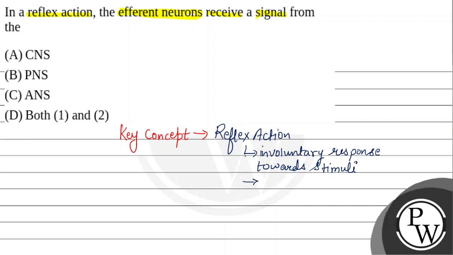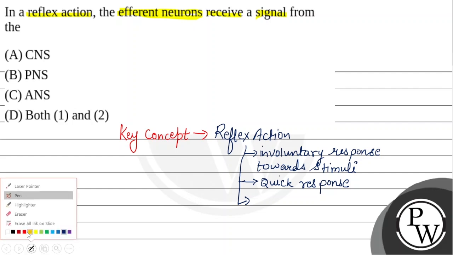Within seconds this process occurs basically. So it's a very quick response. And generally it is controlled by the spinal cord. So we can say it is controlled by the CNS, or we can say the central nervous system.